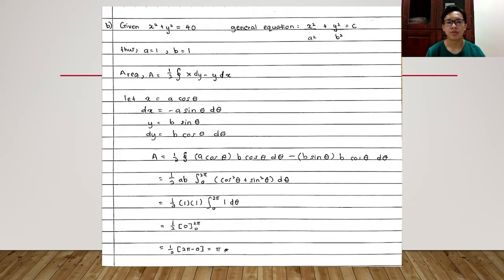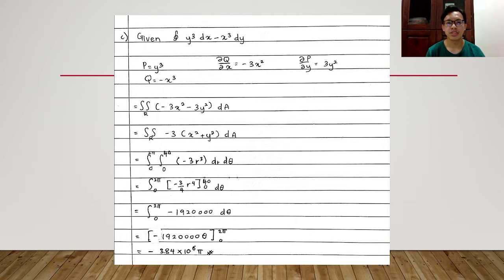For question B, given that x squared plus y squared equals 40, the formula of the circular spotlight. As we know, A is 1 and B is also 1. So the area is one half times the integral of x dy minus y dx. We know that x equals A cos theta. We find dx, and y and also dy. So we substitute into the formula to find the area and get the final answer of 1 over 2 multiplied by 2 pi, which gives pi.